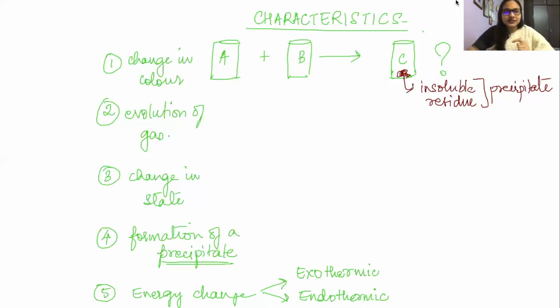So the characteristics that we are going to further study are the following 5. We are going to study reactions where we will observe change in color. There are going to be reactions where we would observe evolution of gas, change in state, formation of a precipitate, and we are also going to observe reactions where there is change in energy. I hope that is clear. Now moving on, let's take the first characteristic, change in color, right?